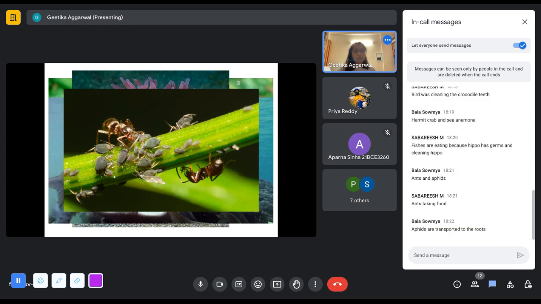Anybody? Aphids are transported to the roots. Sort of, but what exactly are the ants doing? Aphids can move, they don't need to be carried by the ants or anything.